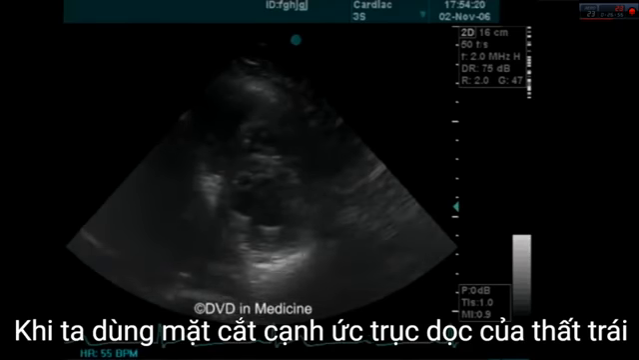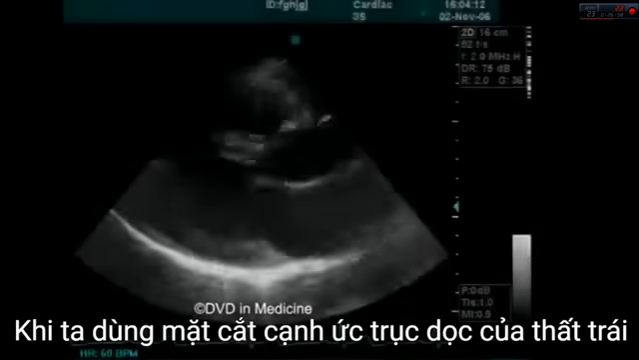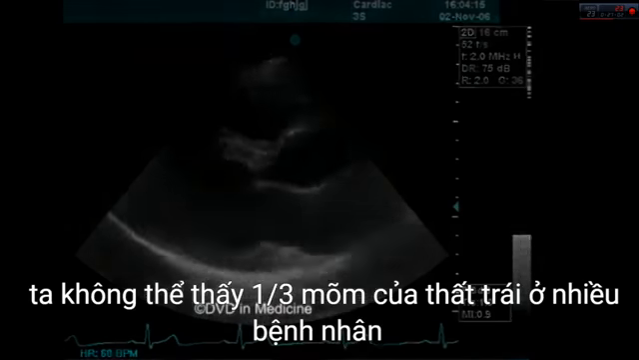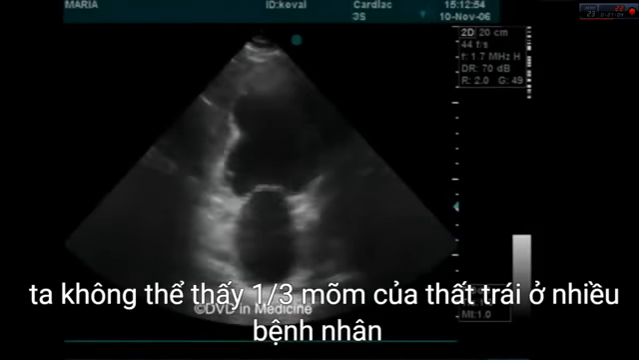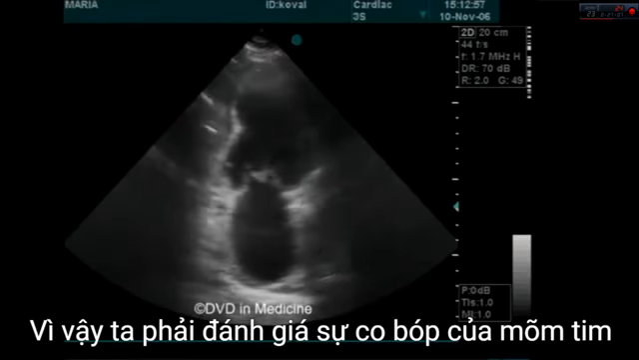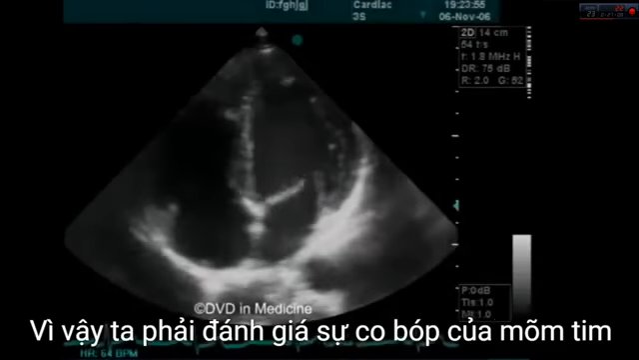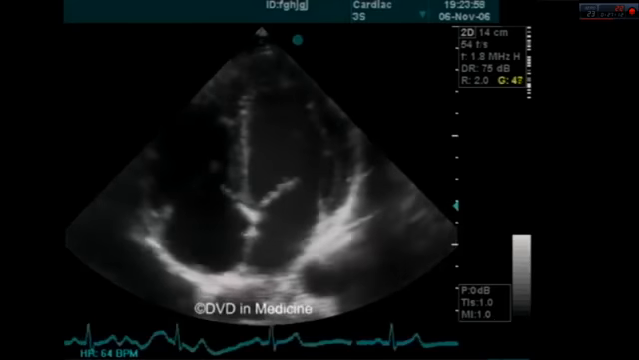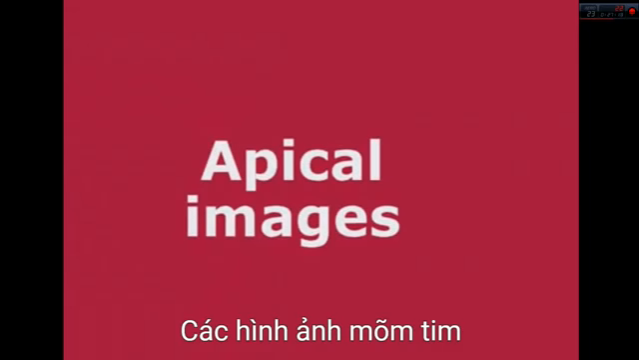When we use the parasternal long axis view of the left ventricle, we cannot see the apical third of the left ventricle in many patients. Thus, we must assess the contractility of the apex with the use of apical 2 and 4 chamber views. Apical images.